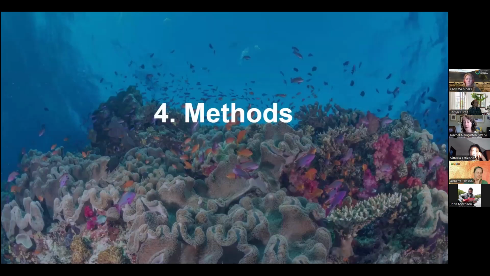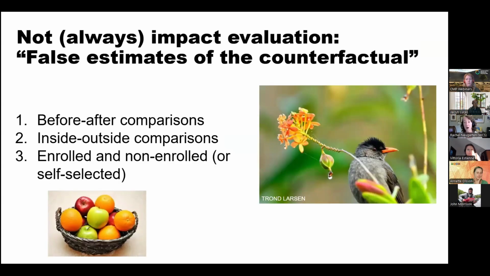Okay, so a moment on methods. I'm going to start by telling you examples of methodologies that are not impact evaluation, because this is where the problem lies. This is the challenge for these kinds of approaches. So methods that are not necessarily impact evaluation, meaning they don't necessarily give you the right answer, there's a technical term for this, which comes from the economics literature. They call it false estimates of the counterfactual, meaning it's trying to demonstrate a counterfactual, but it isn't doing it, for various reasons, which I'll explain with some examples.